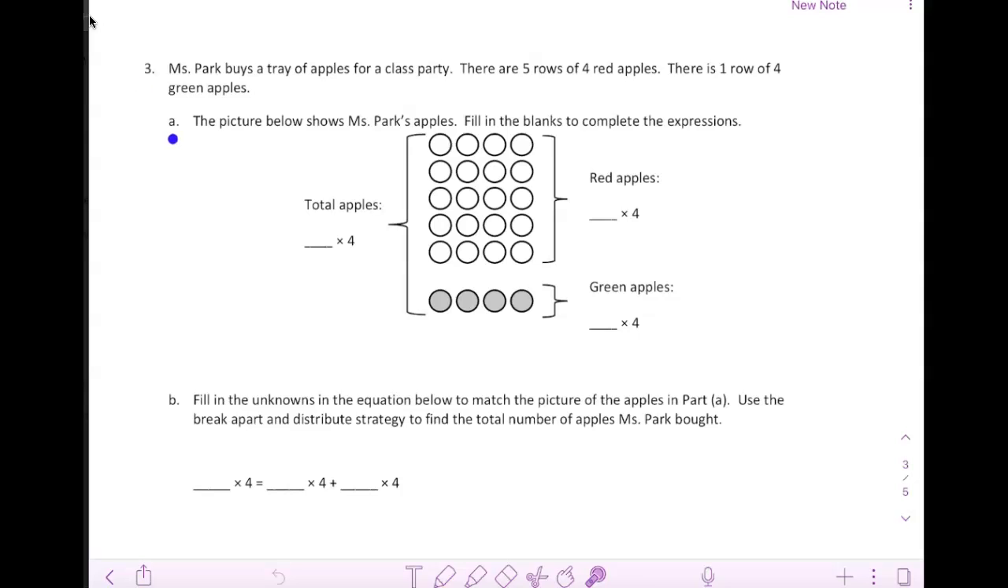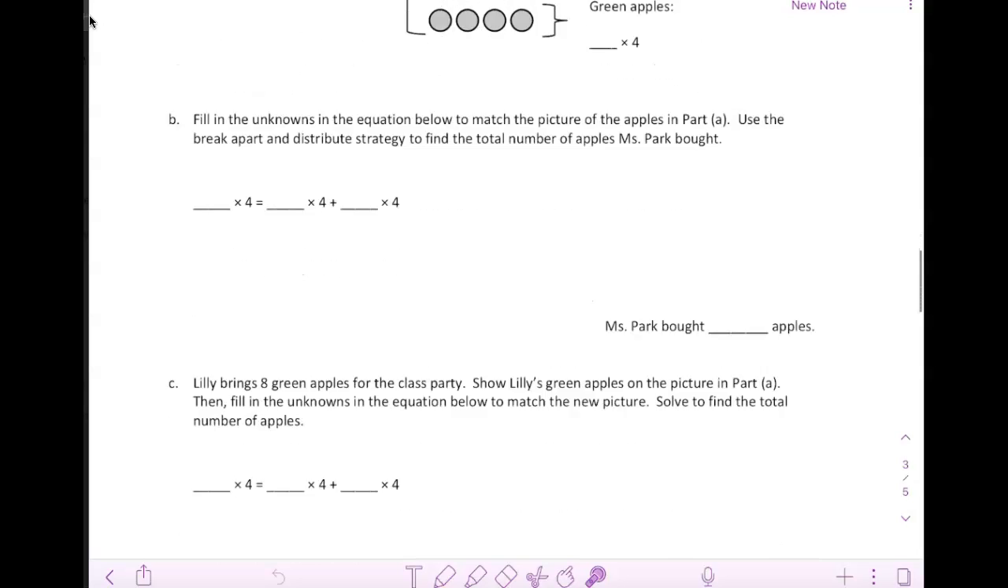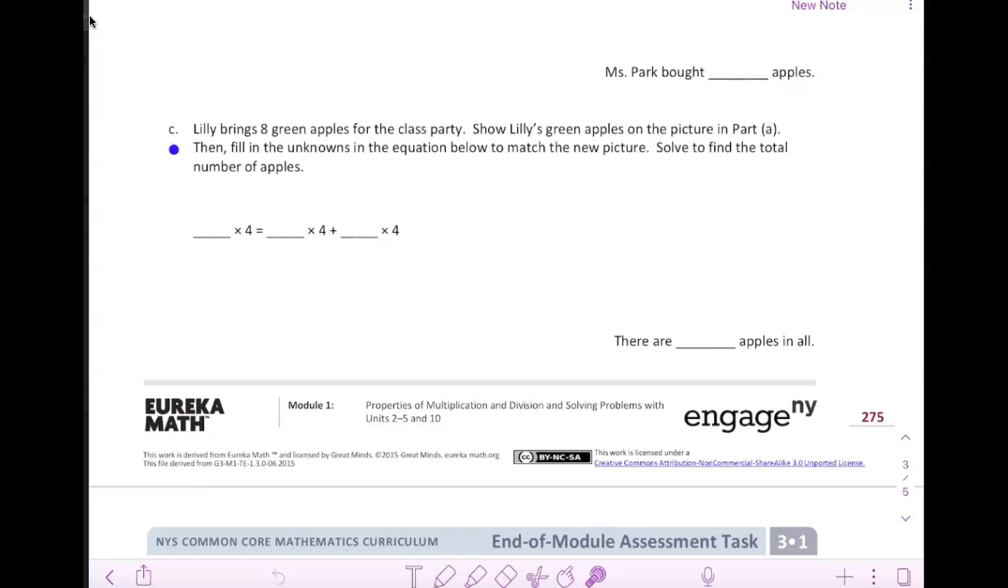Letter A. The picture below shows Ms. Park's apples. Fill in the blanks to complete the expressions. Letter B. Fill in the unknowns in the equation below to match the picture of the apples in part A. Use the break apart and distribute strategy to find the total number of apples Ms. Park bought.